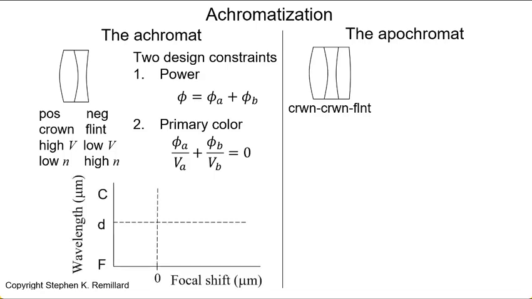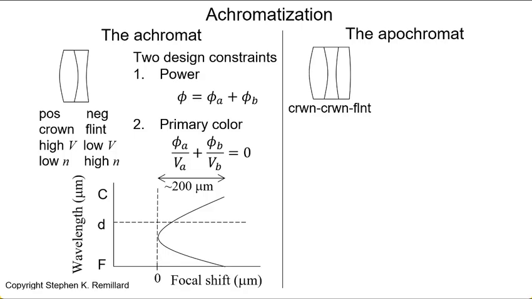And when those constraints are applied, chromatic focal shift is eliminated for 2 wavelengths, C-light and F-light, because Abbe number considers their difference. But that may not be so great because you still have a chromatic focal shift between C and F-light, and it can be fairly large. It could be, for example, 200 microns.